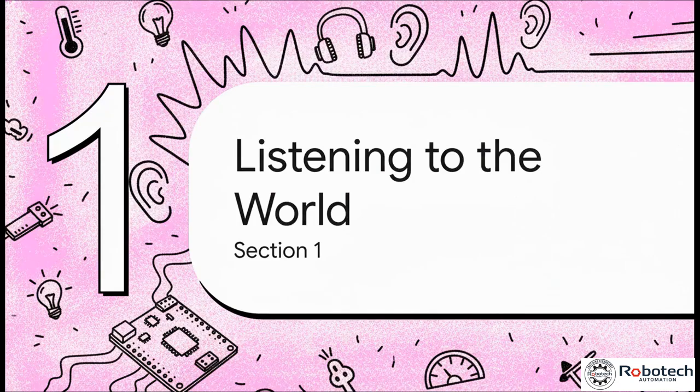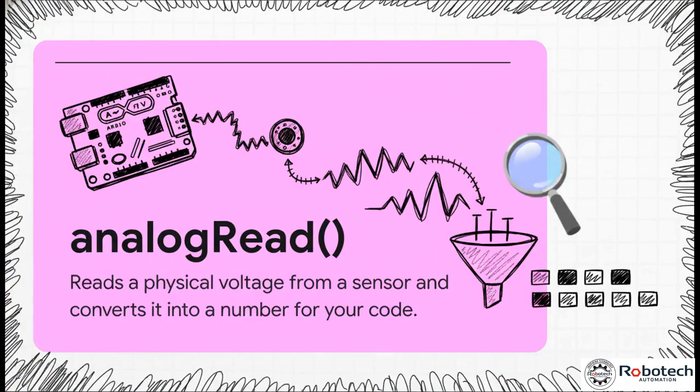We're going to start with how an Arduino takes in all this information, basically how it listens to what's happening in its analog surroundings. The magic happens with this command, analogRead. You can think of this as the Arduino's ear to the ground. It's designed to take a real-world signal, like a fluctuating voltage coming from a gas sensor, and translate it into a number that our program can actually understand and work with.